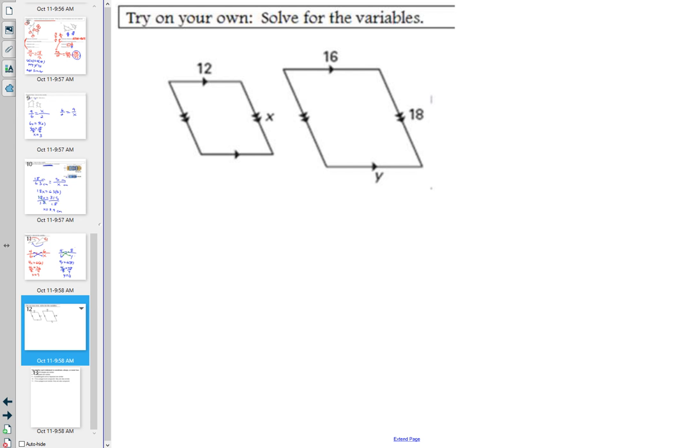Okay. Here's another one. Why is it 16? Because it's parallel to 16. It's corresponding to 16. Corresponding. Opposite side. Why? Opposite sides don't grow. Parallelogram. It is a parallelogram.